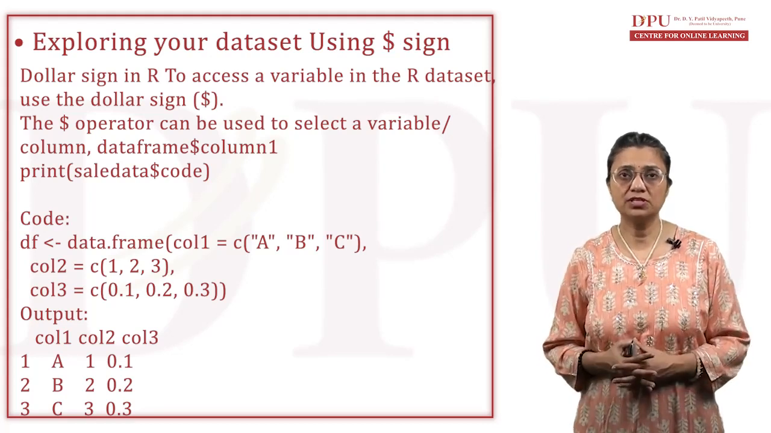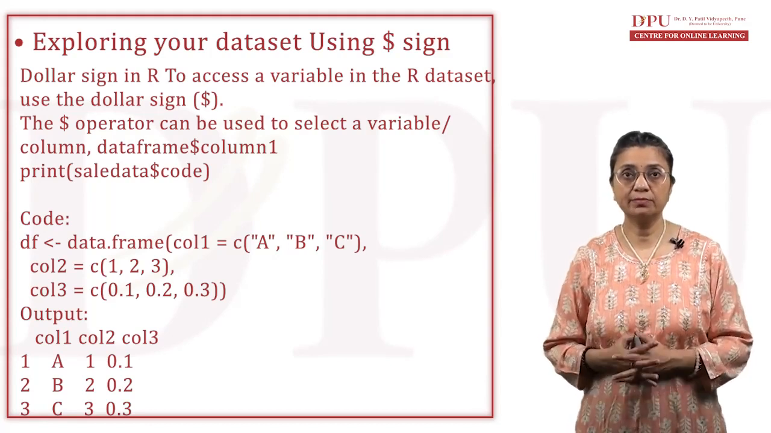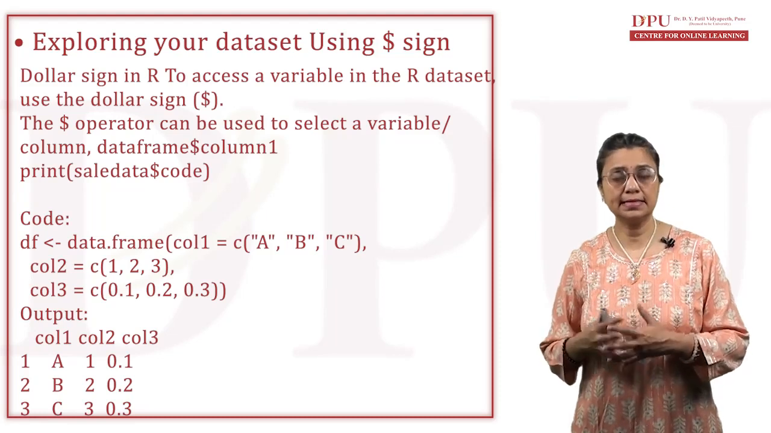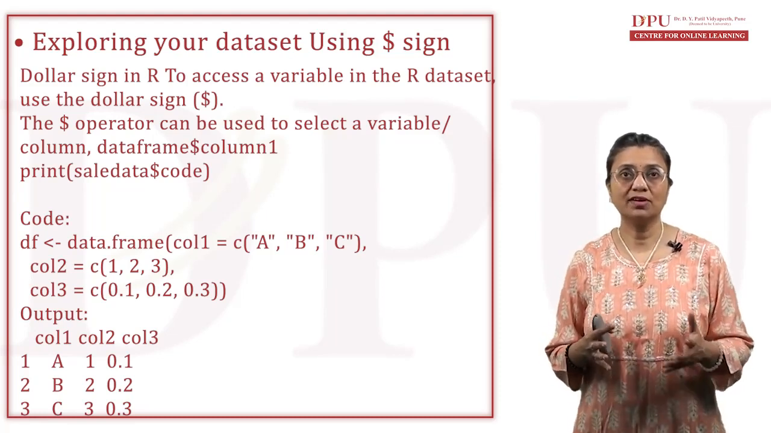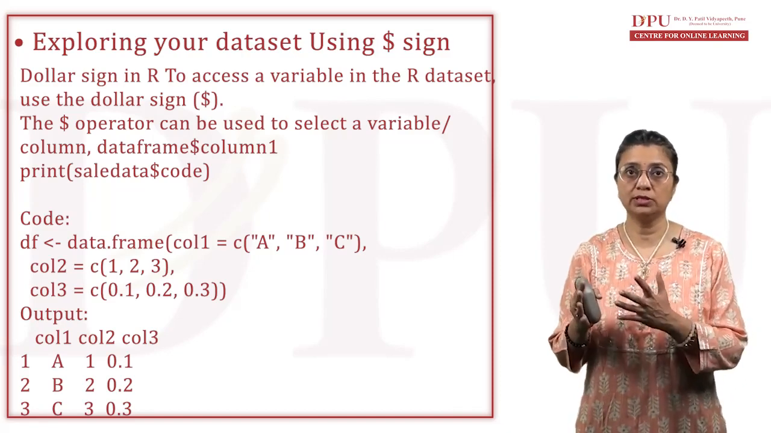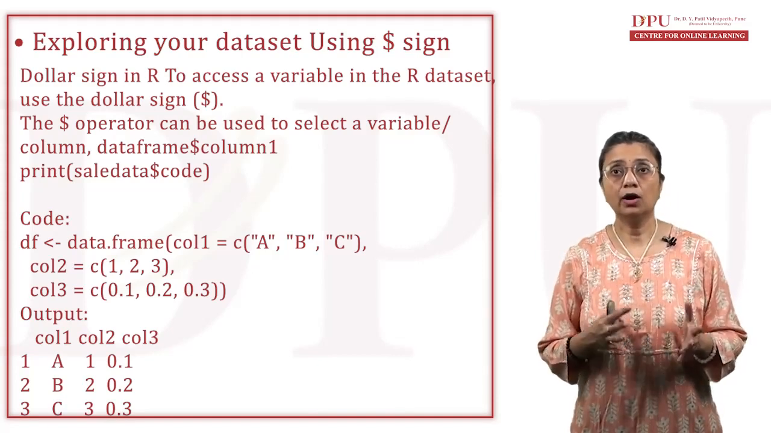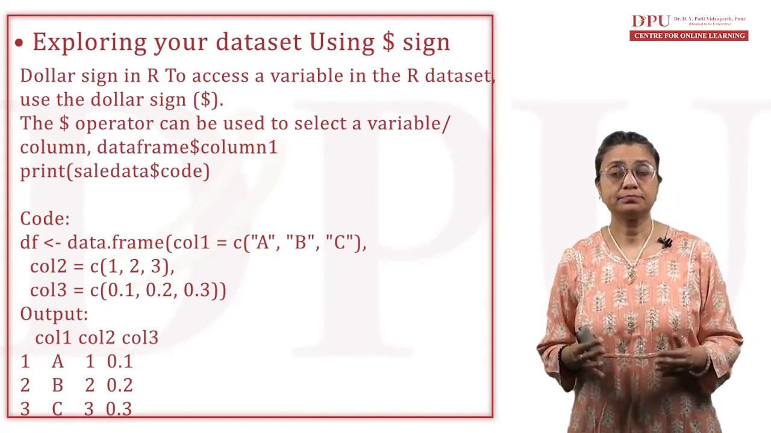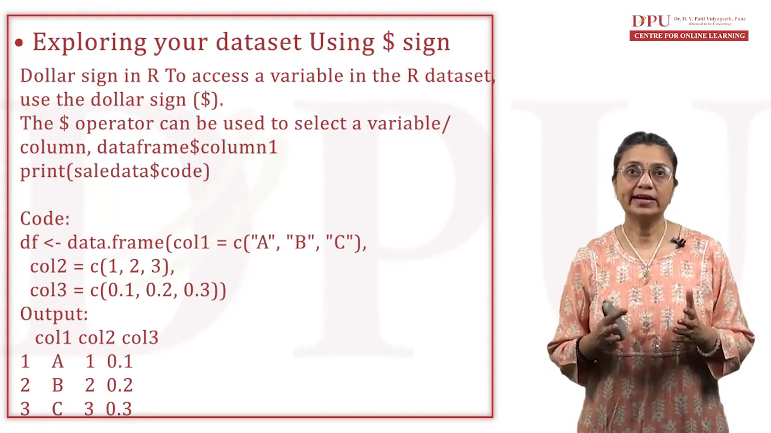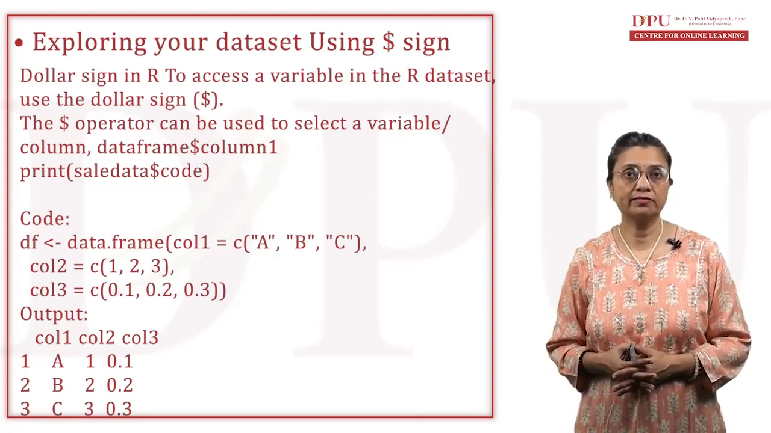Let's have a look at this program code and understand better. You can see over here that the data frame has a column C1, which has the values A, B, C. I have a column C2, which has the values 1, 2, 3, and a column C3, which has the values 0.1, 0.2, and 0.3. So this data frame is stored in the variable df. Now, if I want to extract column 1, what will I do? I will write df dollar column 1. You can see on the right hand side what I have done.